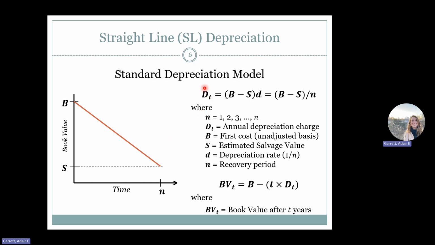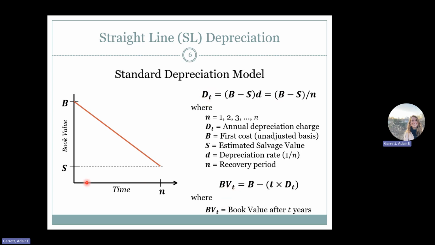We calculate our annual depreciation charge, capital D sub T, by taking the first cost and subtracting the salvage value and multiplying it by the depreciation rate. So B represents our first cost, S represents our estimated salvage value, and D represents our depreciation rate. You may also see this expressed as 1 over n, so you could see this as B minus S over n. Once we have our annual depreciation charge, we can also calculate our book value at year t.